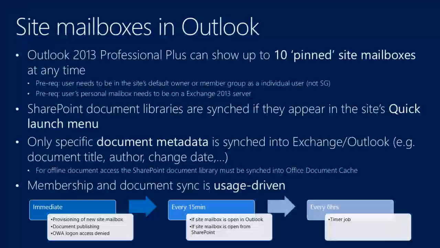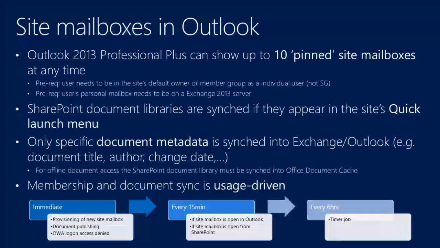Then, for it to actually show in Outlook, you need to be a member or an owner of the SharePoint site. And you need to be a member or owner of the SharePoint site as an individual user. So if you're just a member of a security group that happens to be in the member or owner list of a SharePoint site, you will not see a site mailbox. You have to make sure that you are there as an individual user. The reason for that is we're synchronizing membership from the SharePoint server to Exchange, and we can only do that for objects that we recognize, which is the individual users. And then once you're added as a member, the site mailbox will just automatically pop up in your Outlook client.